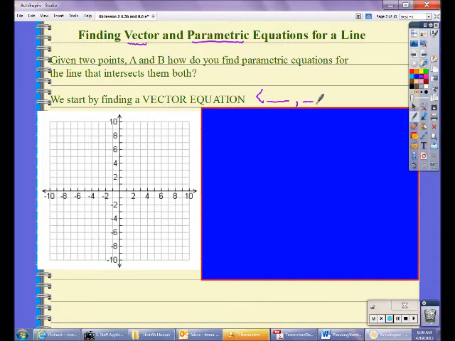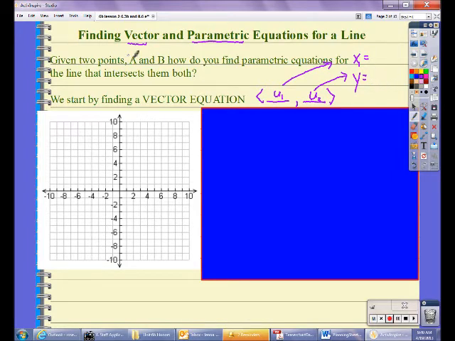Remember that vectors have two components. Their first component would be the horizontal component. Their second component would be the vertical component. Parametric equations have an x and a y equation. X is representing the horizontal, and y is representing the vertical part of the equation. So it's really easy to go from vector to parametric. So we're going to start with a vector equation and go to parametric from there.